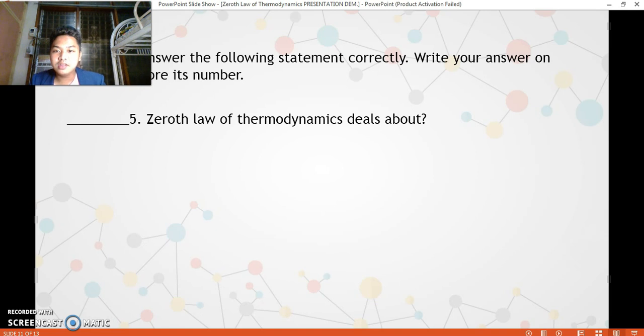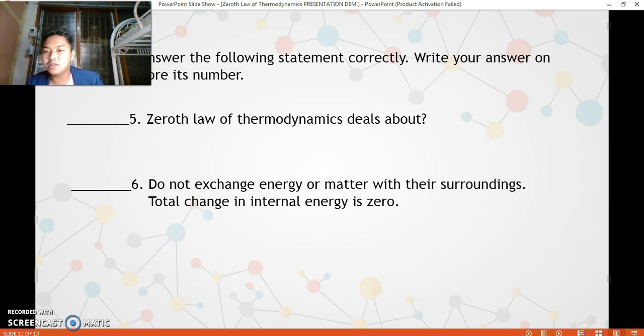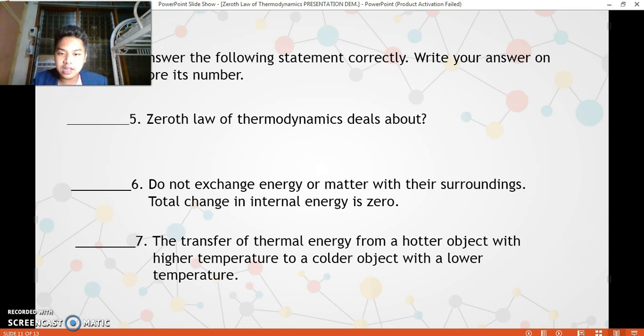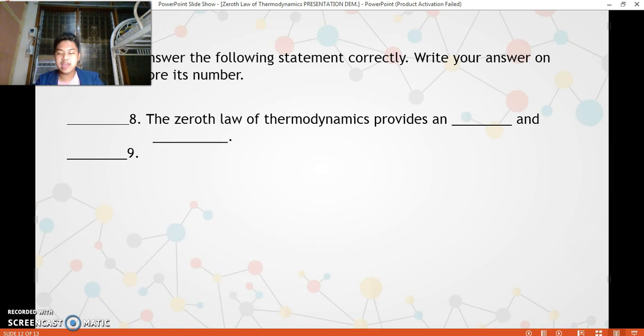Number 5. Zeroth law of thermodynamics deals about temperature. Yes, correct. Number 6. Do not exchange energy or matter with their surroundings, so total change in internal energy is 0. That is an isolated system. Next, the zeroth law of thermodynamics provides an empirical definition of temperature and the justification for the construction of practical thermometers.